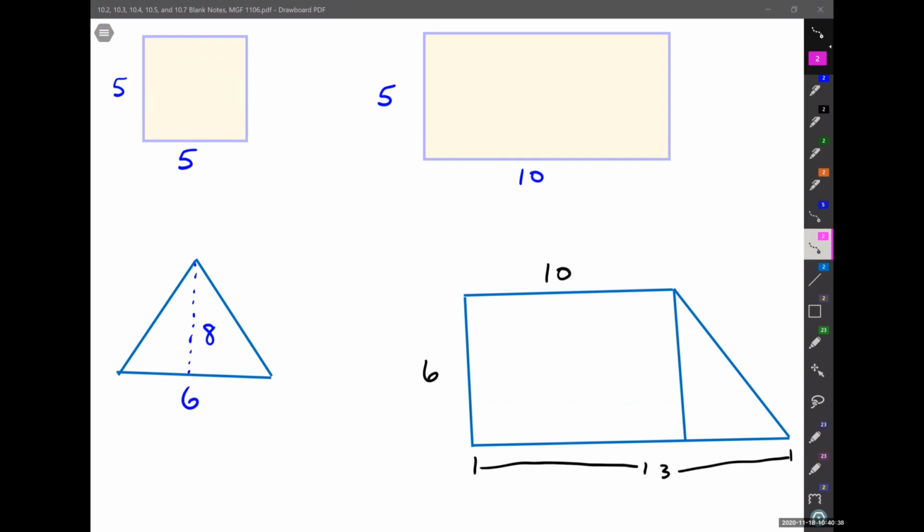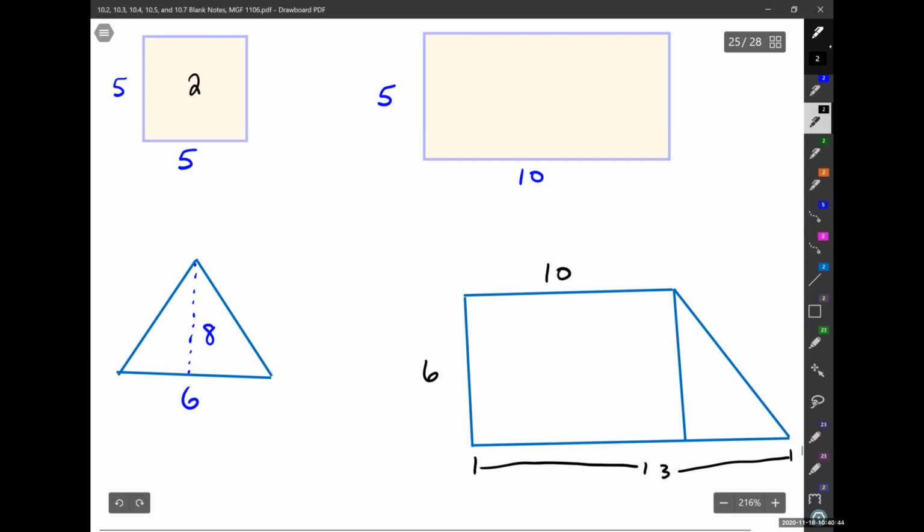So as we work through, I think we'd notice our first one is a square. We know area is length times width. In this case, it's 5 times 5, so 25. Rectangle, length times width again, we'd get 50. For the triangle, remember it's 1/2 base times height. Here our base is 6 and the height is 8. So that should give us 24.